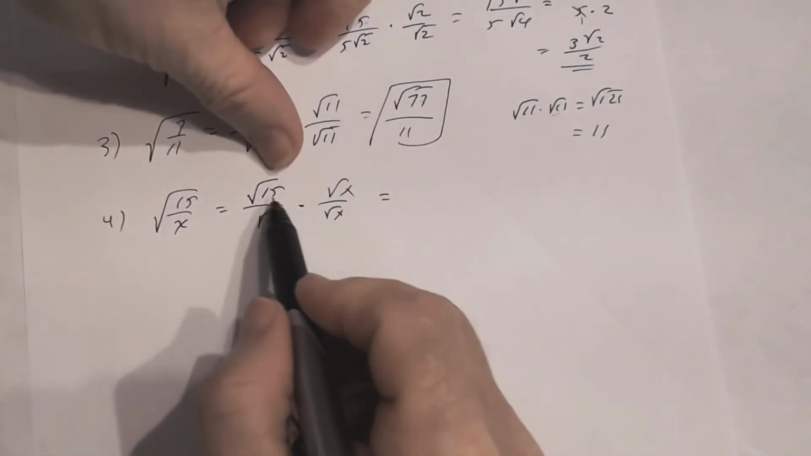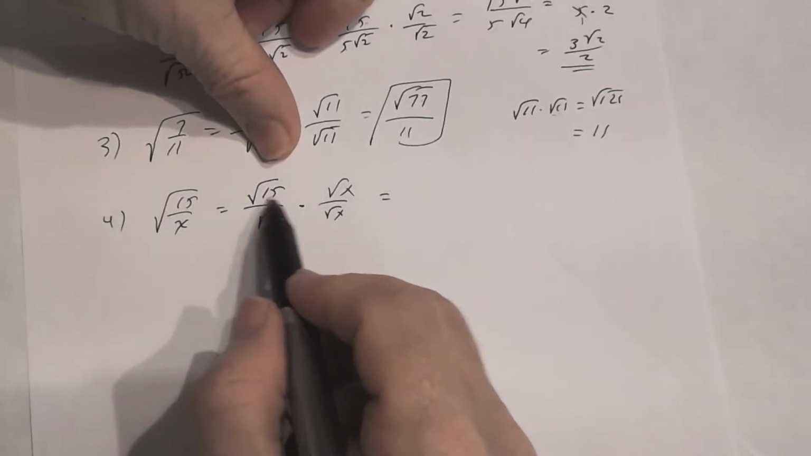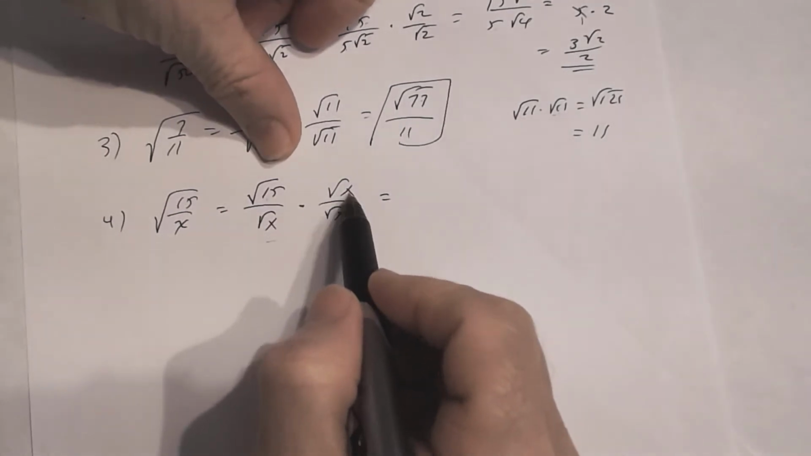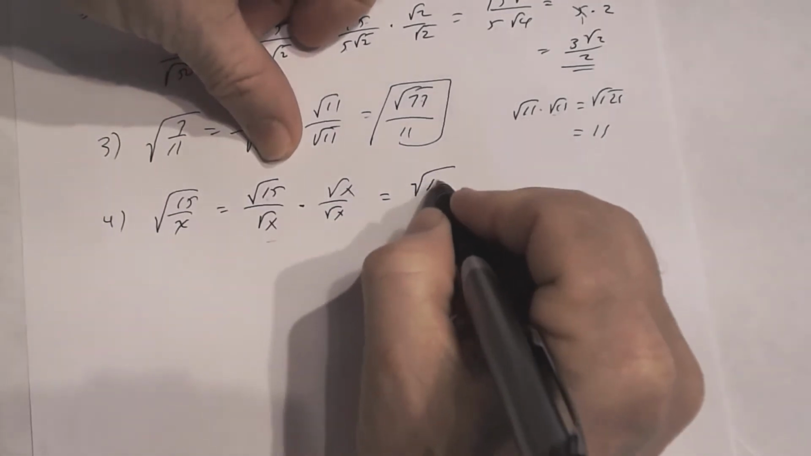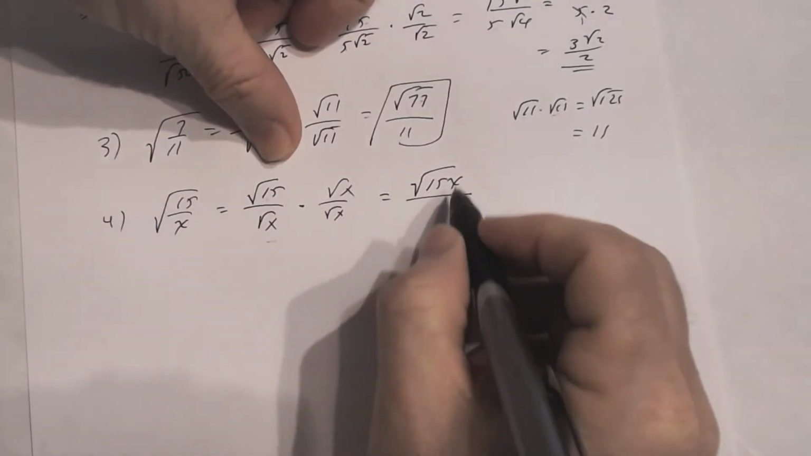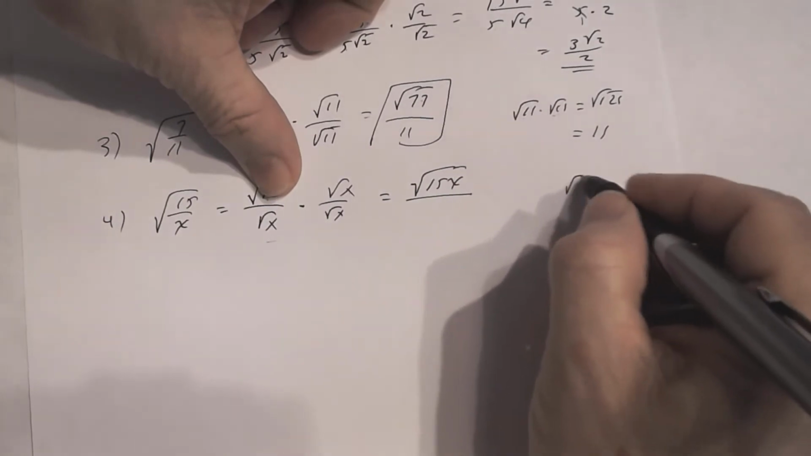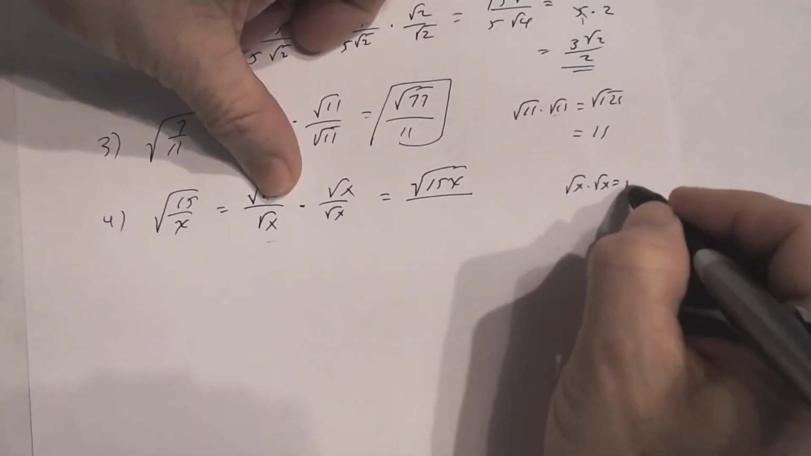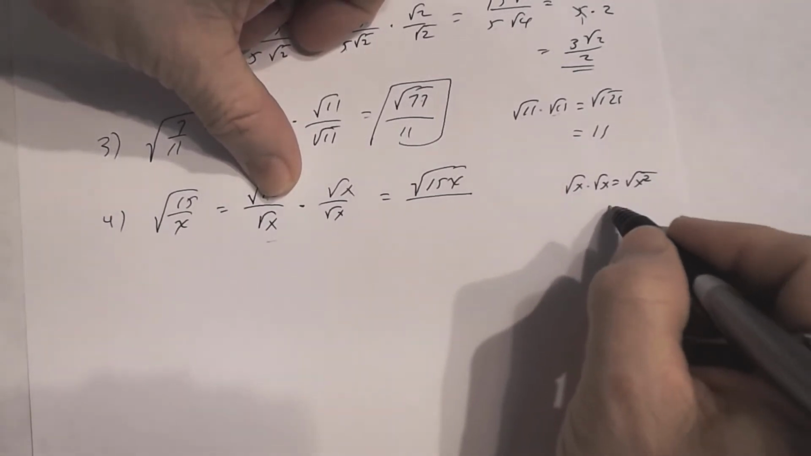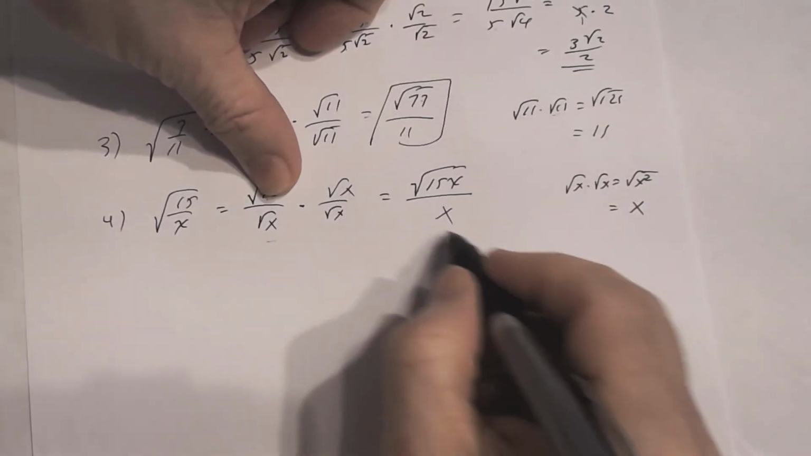Now, let's talk about the numerator. The square root of 15 times the square root of x, using a product rule, is the square root of 15x. Divided by the square root of x times the square root of x. Remember, the square root of x times the square root of x is the square root of x squared, which we all know is just x. And there's your answer.